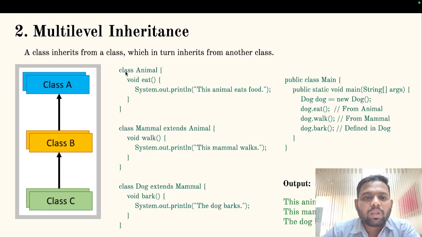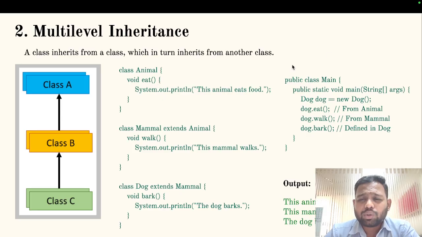See here, class Animal is there which has the property eat. Then one more class is there, Mammal, which extends Animal. This means the eat property is inherited by this Mammal class, and Mammal has some property like walk. And from this Mammal we are extending Dog. So the properties of Animal are inherited by Mammal, and Mammal's properties are inherited by Dog, meaning this Dog can have walk as well as eat property.